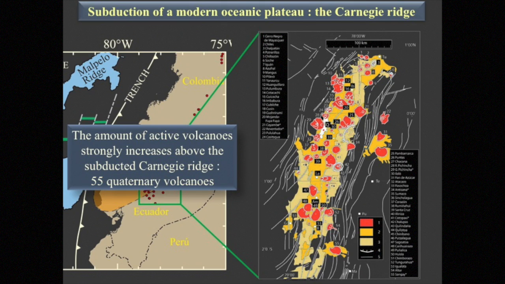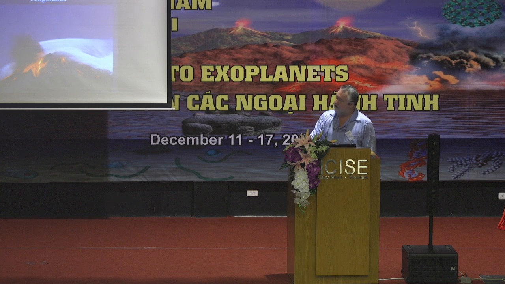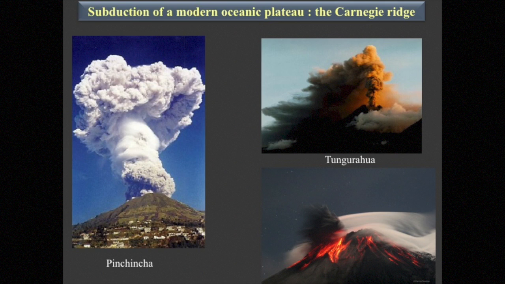And there are a lot of volcanoes during the Quaternary era. There are 55 volcanoes above the place where the Carnegie Ridge is being subducted. This is an abnormal amount of volcanoes in this area. These volcanoes are very active. Here are two examples, Tungurahua and Pichincha.